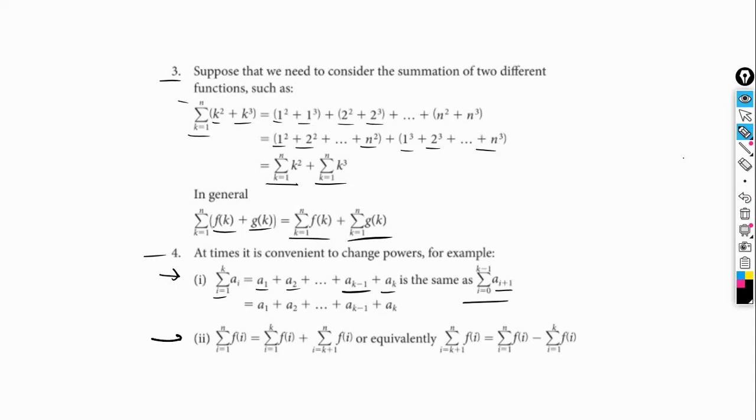So if we take a look at number 2, notice that this is the sum from i equals 1 to n of f of i. That would be the same as saying the sum from i equals 1 to k of f of i plus the sum from i equals k plus 1 to n of f of i. And notice that we could rearrange it so that the sum from i equals k plus 1 to n is equal to the sum from i equals 1 to n of f of i minus the sum from i equals 1 to k of f of i.